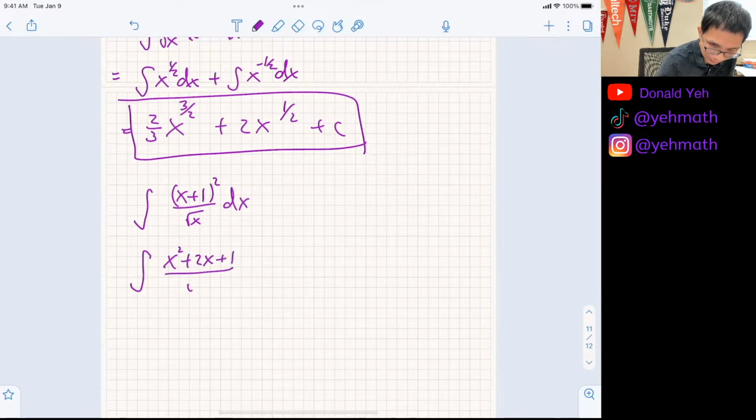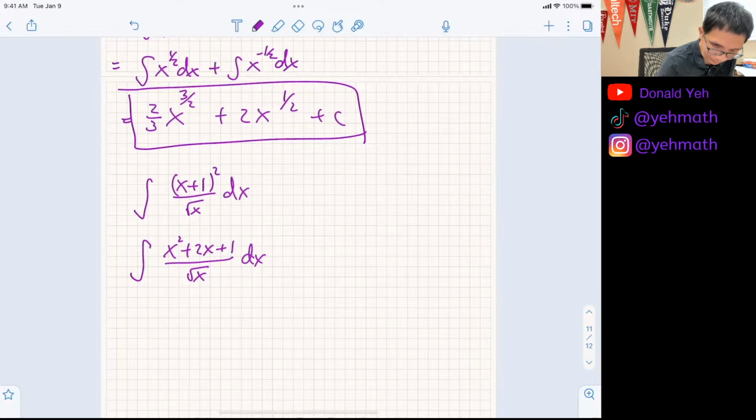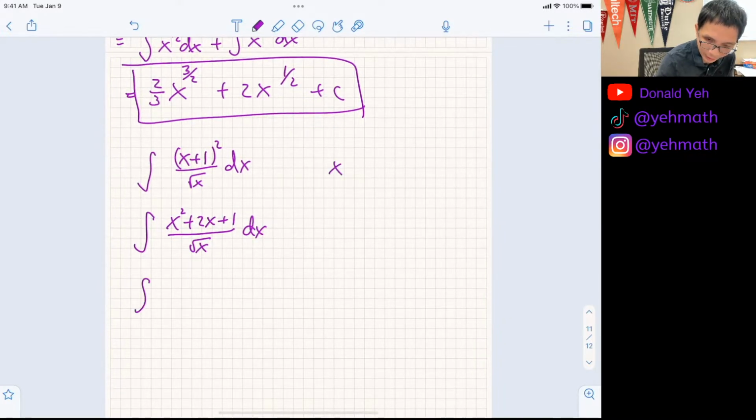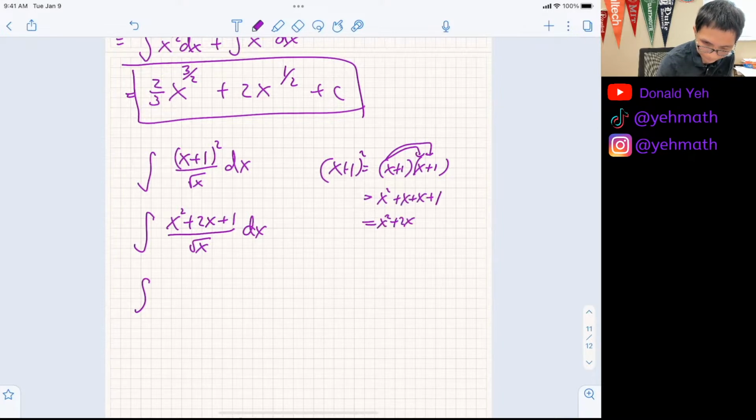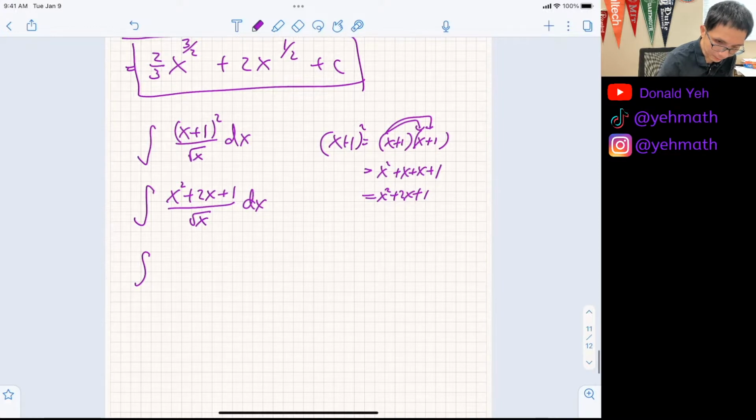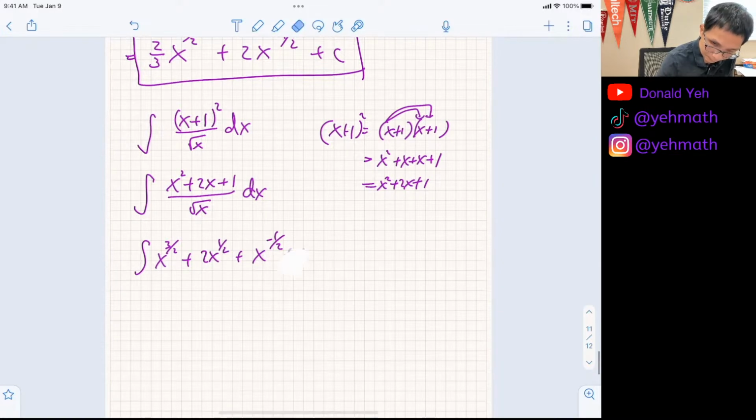Did you guys expand it correctly? Yeah. Because x plus 1 squared, that's equal to x plus 1 times x plus 1. You need to FOIL. Integration. Oh my god, did you get this? So, thus far. Hey, bro. I'm still working. Any questions so far? No.